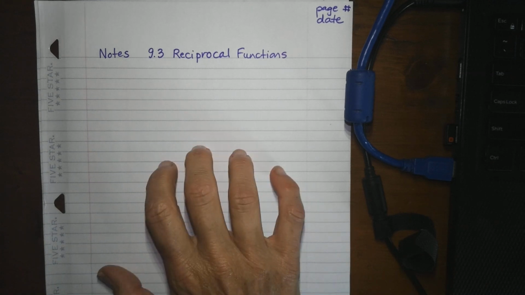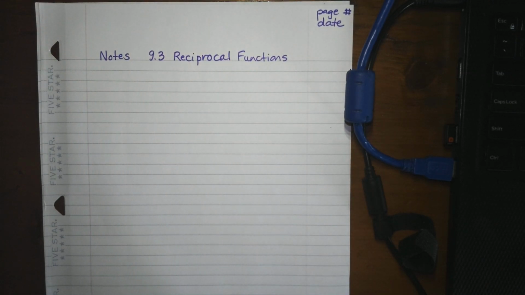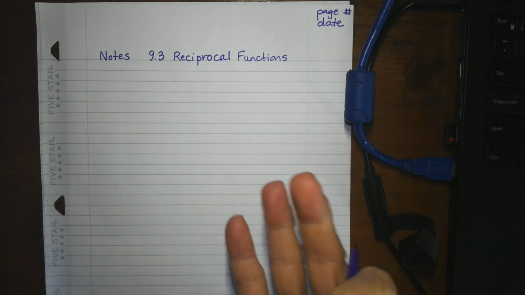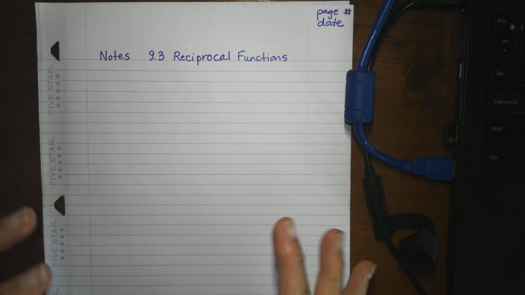In the meantime, get out your notebooks. This is reciprocal functions in 9.3. Now, because I'm at home and I don't have my unit circle with me, we'll just do the best we can. It'll only be a few minutes.